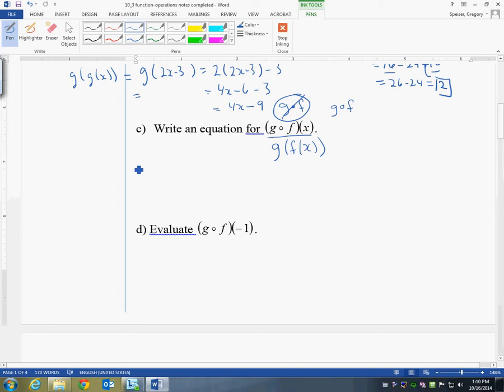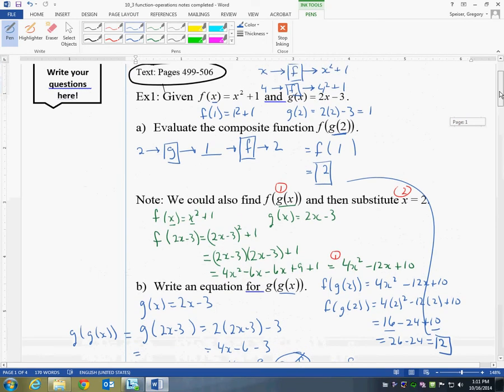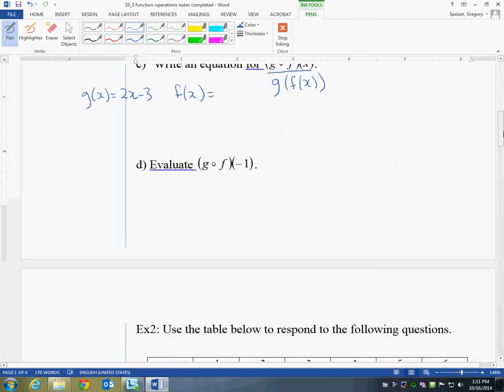So I have to remind myself here. I think g of x is equal to 2x minus 3. And what was f of x? Was it something to do with x squared, I think, if I scroll up? x squared plus 1. So if we're going to find g of f of x, I can start from the inside, the inner function first. So f of x is equal to x squared plus 1.